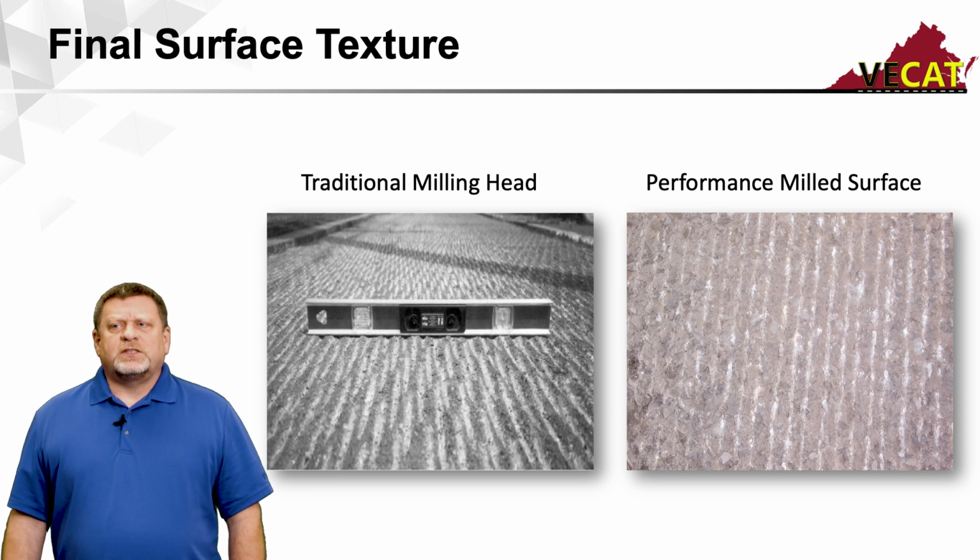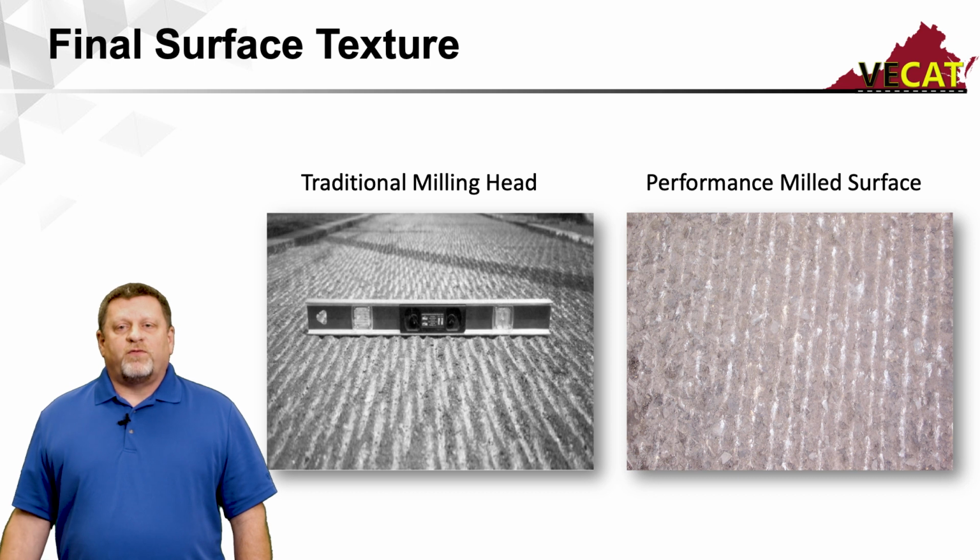Here's a couple pictures of different milled surfaces. The one on the left is a traditional milling head. That's the milling head you saw in the previous slide with the teeth spaced out and a nice pattern there that you saw previously. But the picture on the right is what we call a performance milled surface.